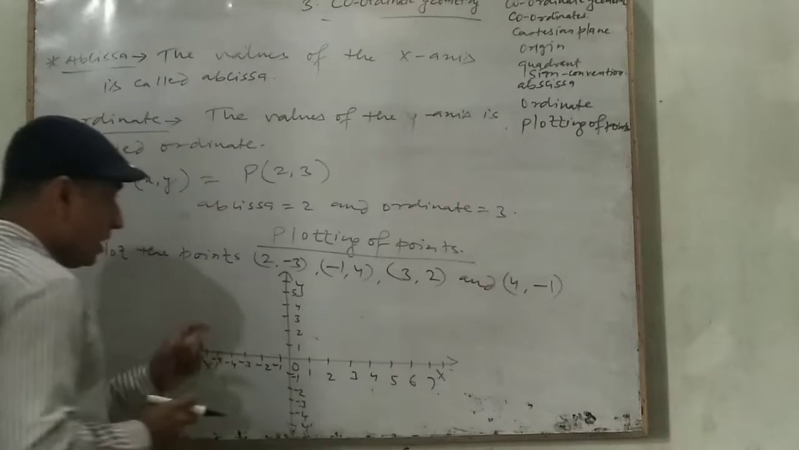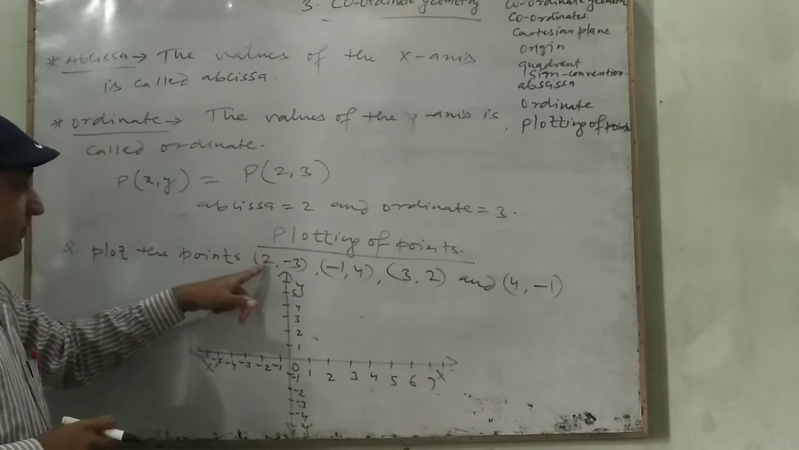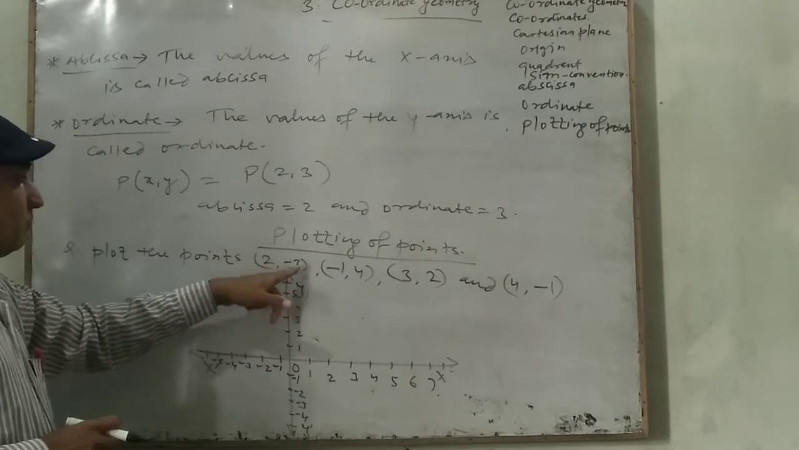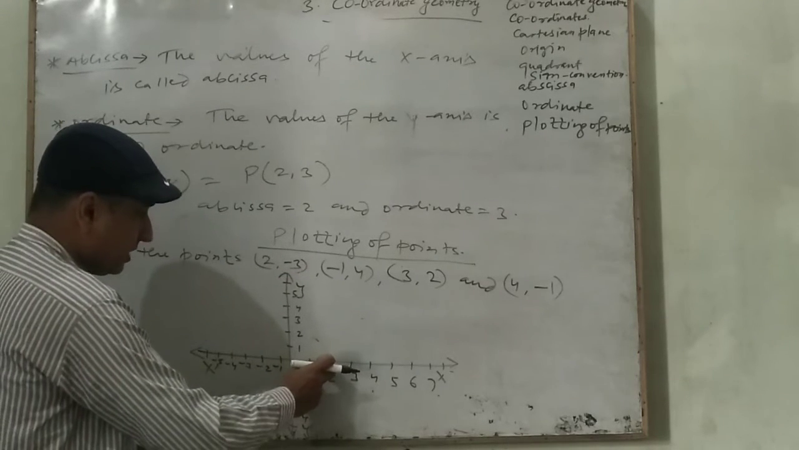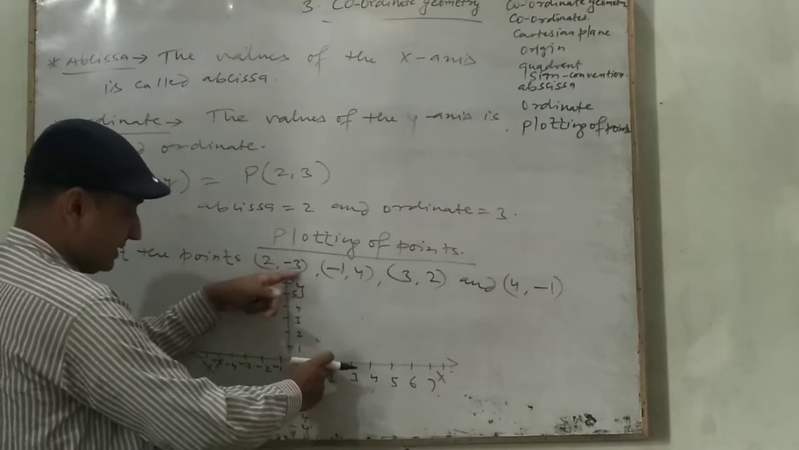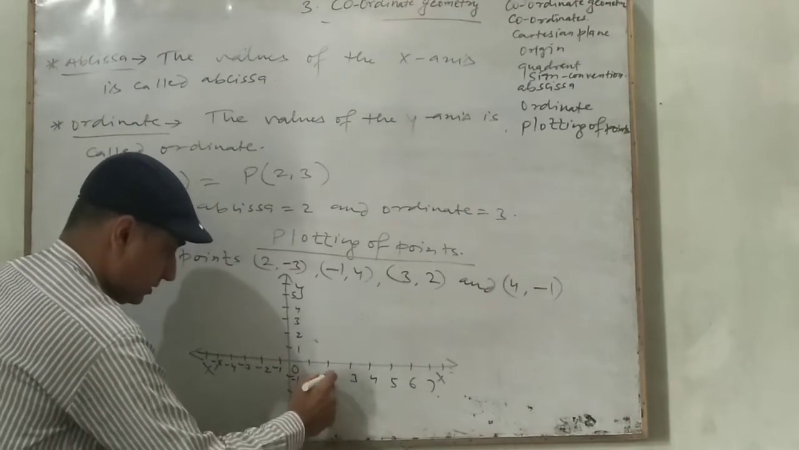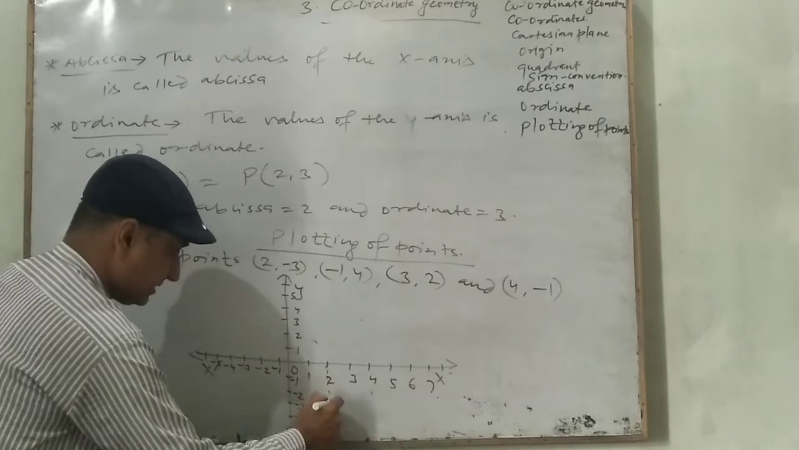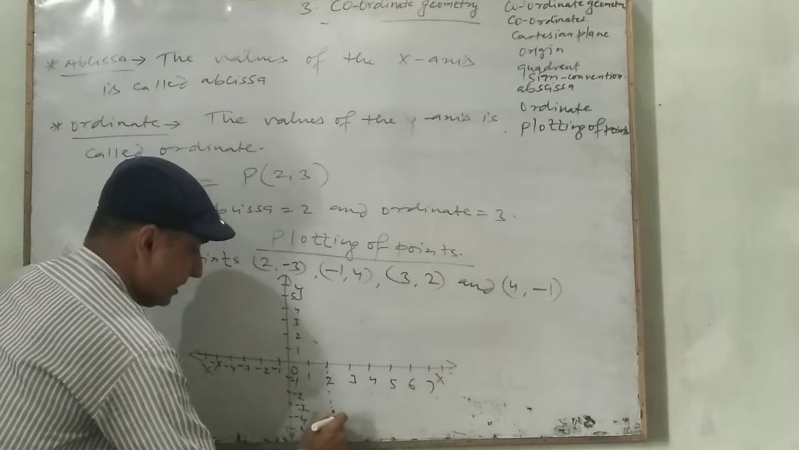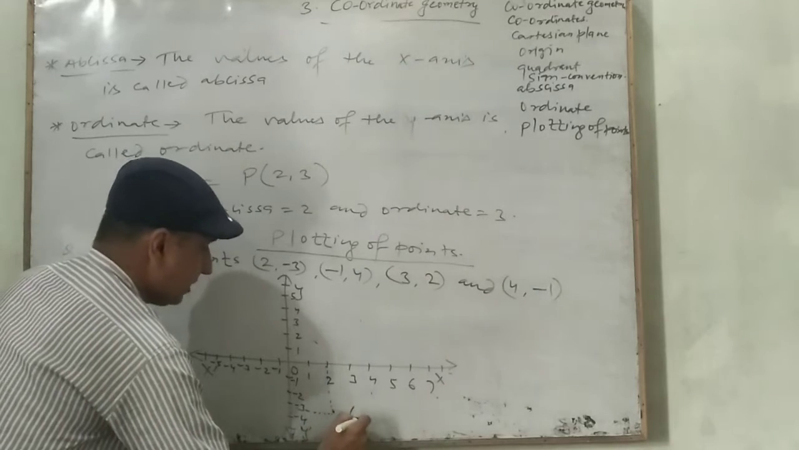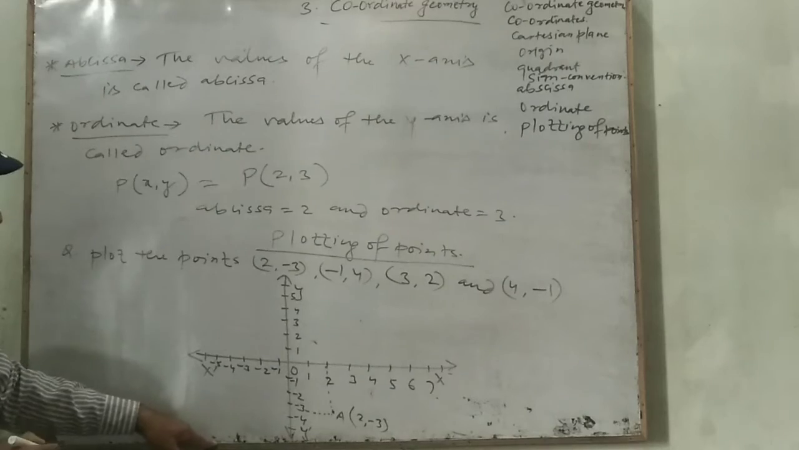For (2, -3), the abscissa is 2 and the ordinate is -3, meaning the value of x is 2 and the value of y is -3. So the value of x is 2 there, and the value of the ordinate is -3 there. Then join dotted lines to this point. This will be denoted by A (2, -3). This is the first point we have plotted.